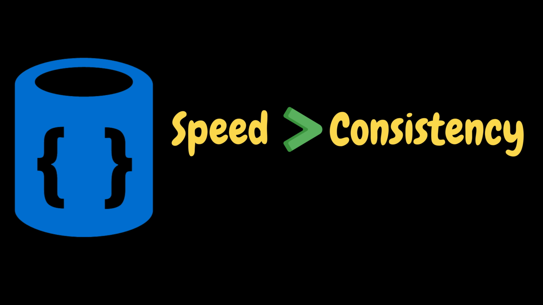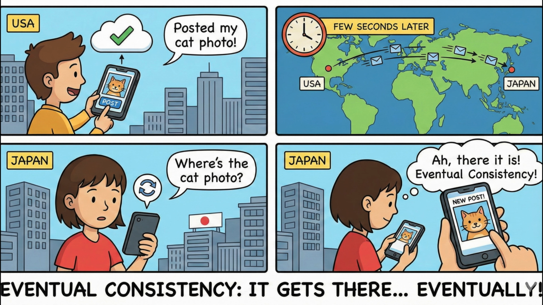NoSQL often prioritizes speed over immediate consistency. It might use eventual consistency, meaning if you post a photo, a user in another country may not see it for a few seconds. For a social media feed, that's fine. For a bank ledger, that's a disaster.